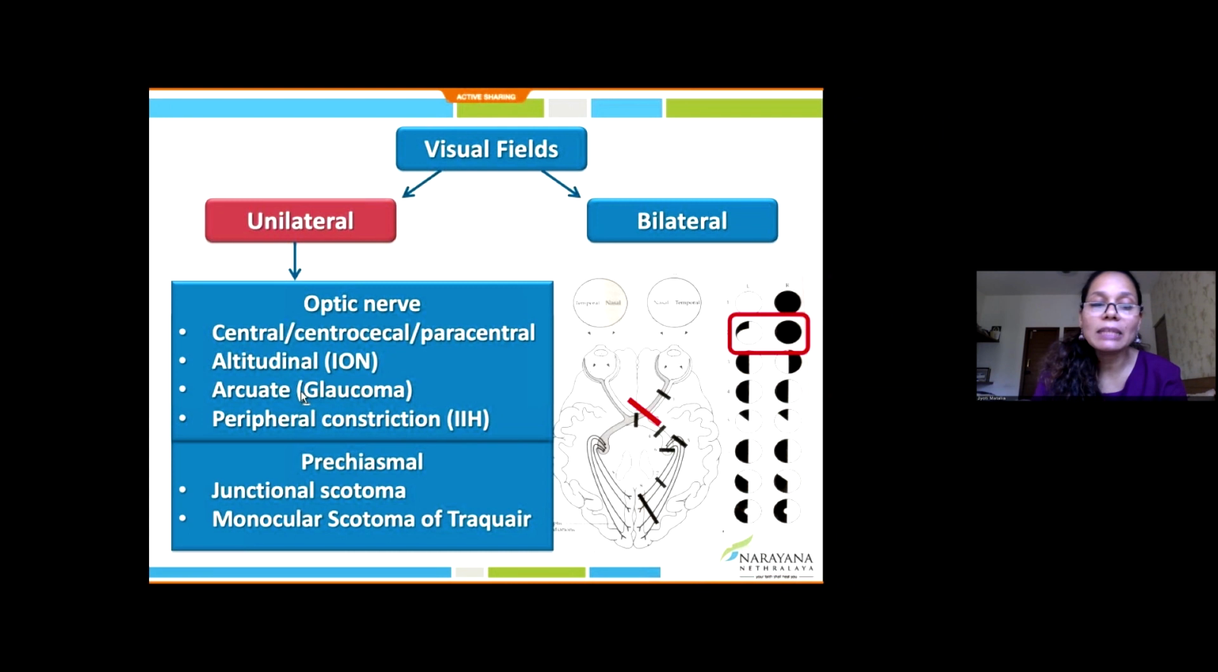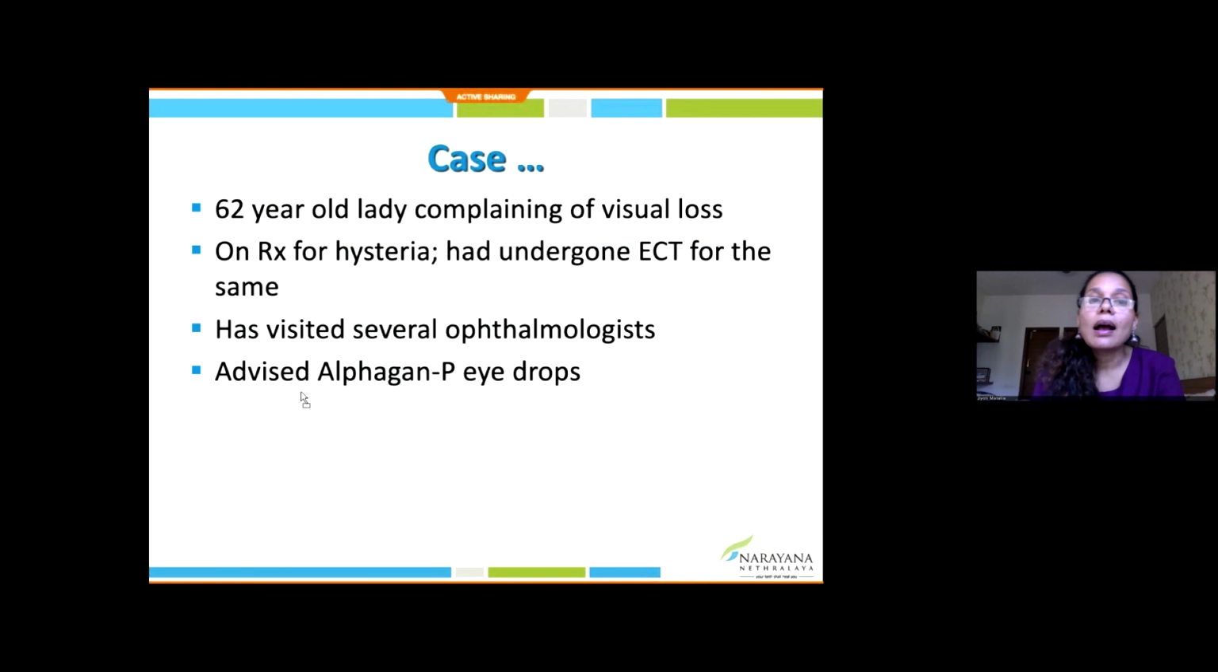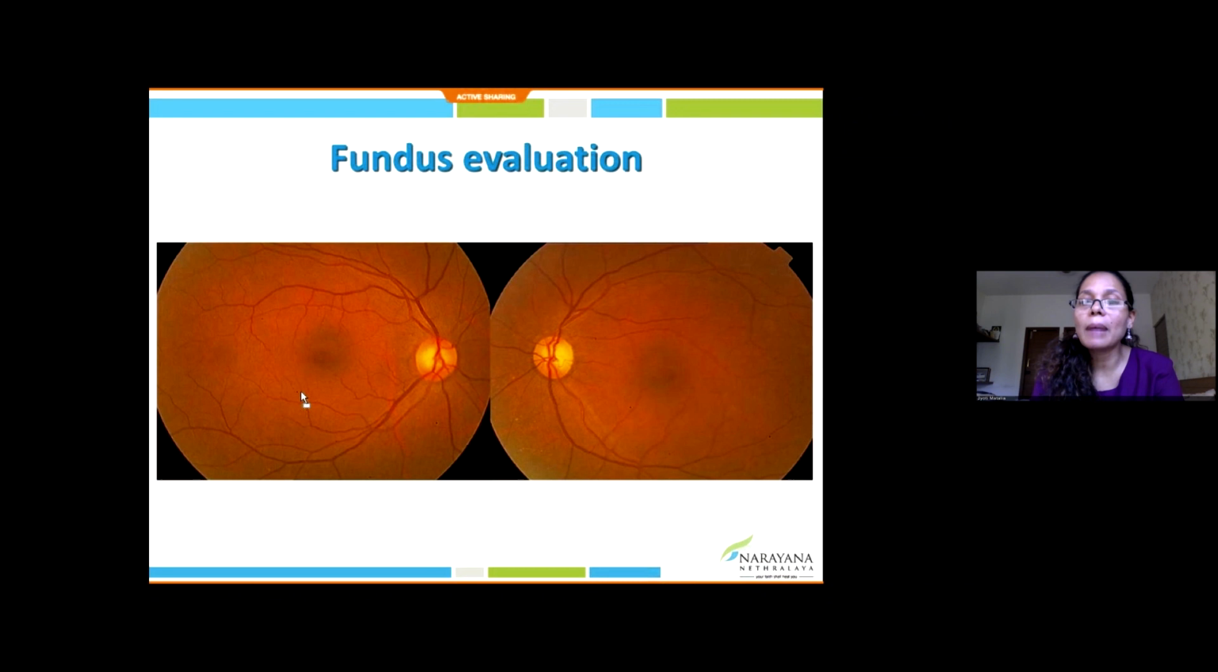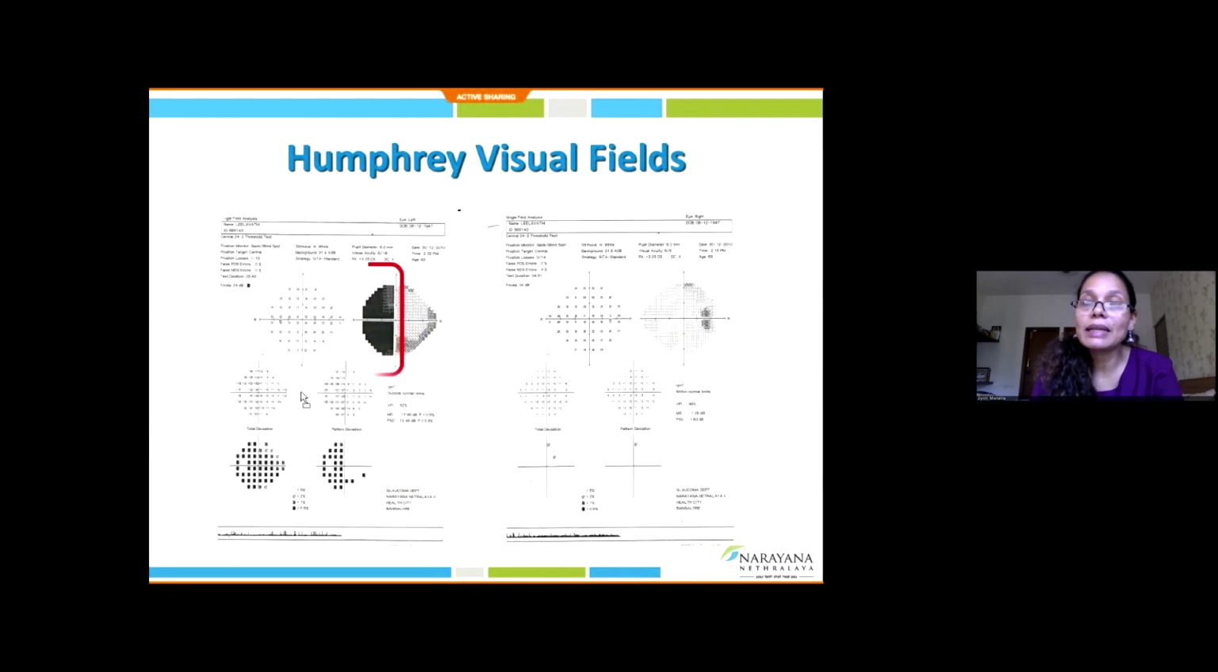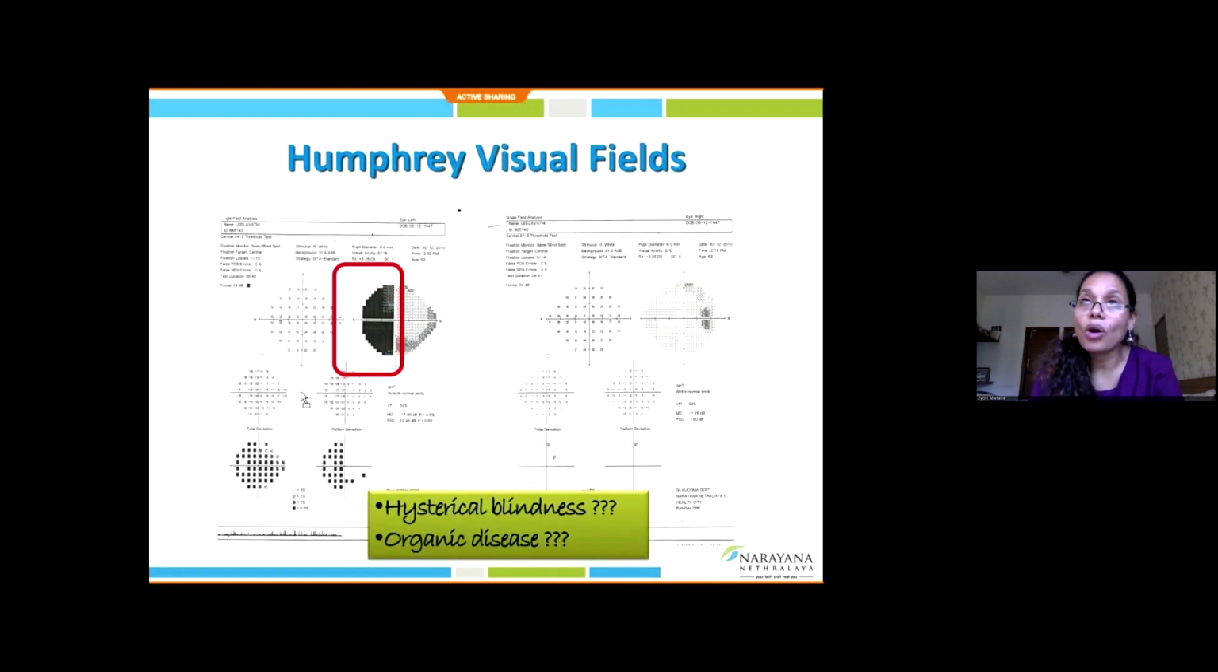The other important pre-chiasmal feature is a monocular scotoma of Traquair. Let me describe it with a case. A 62-year-old lady complaining of visual loss came. She was on treatment for hysteria and had undergone ECT for the same. She had visited multiple ophthalmologists and was on glaucoma medications also. There were no major gross changes. The cup disc ratio was also symmetrical. But when we did the visual field test, we noticed a defect involving only one eye. When a defect like this is there, the first thing that comes to mind is hysterical blindness, or is it true organic disease? And we know she was anyway on treatment.